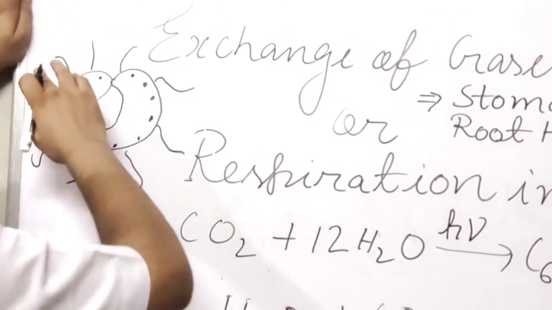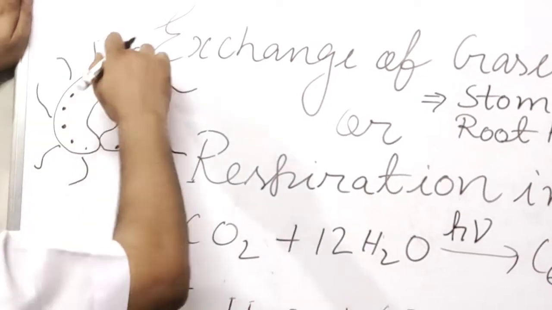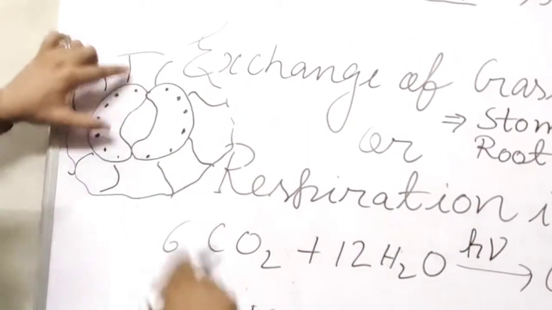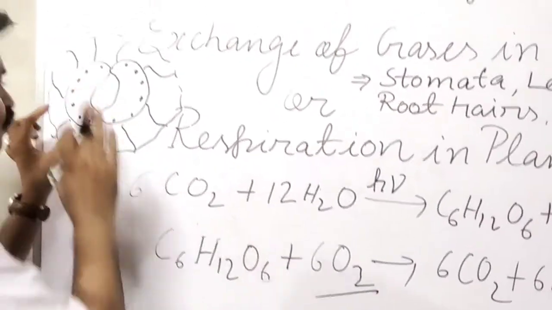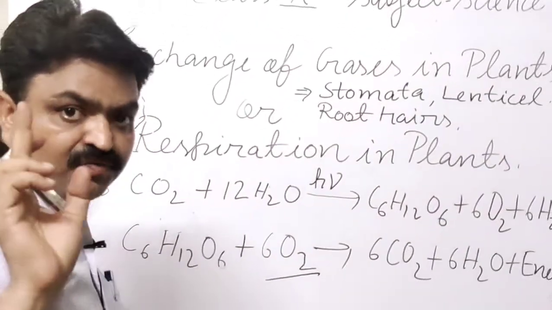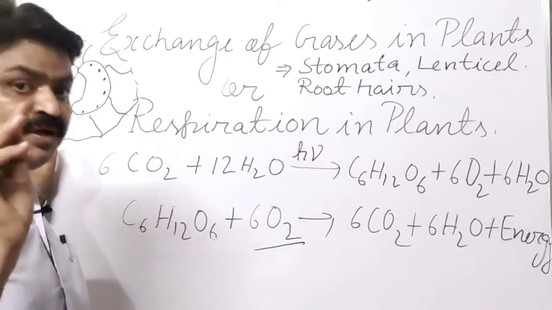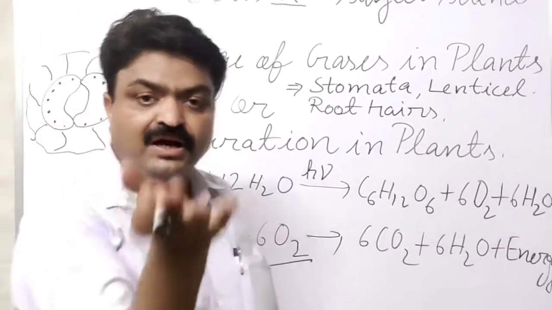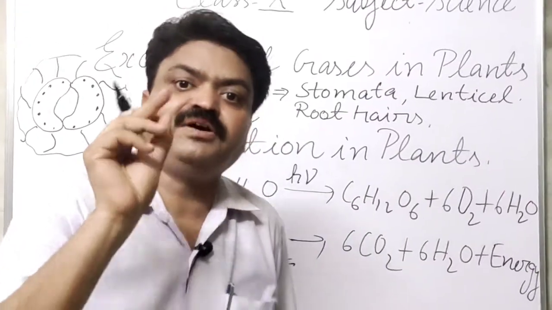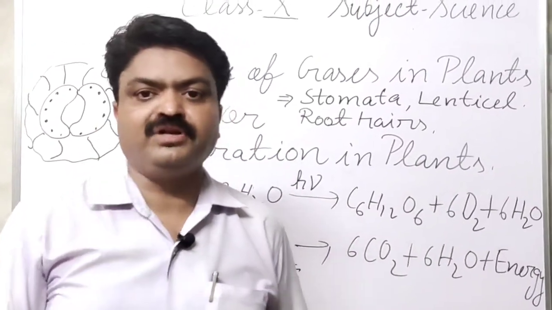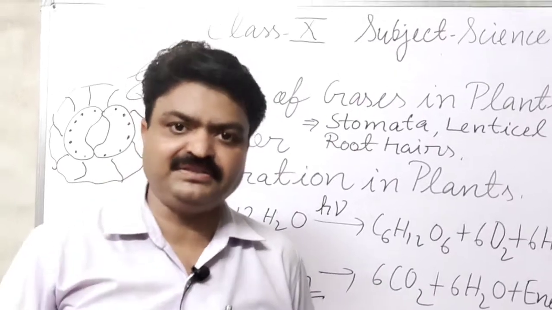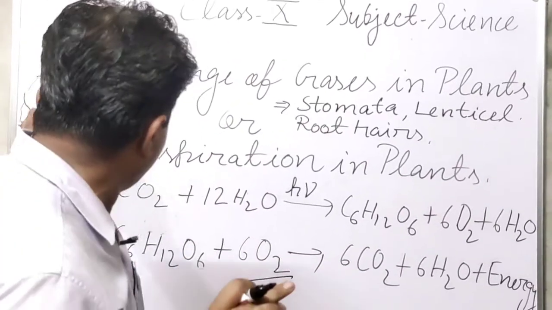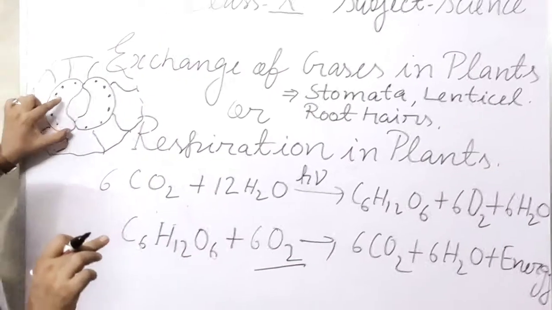And in which part of the leaf are they found in more number, students? They are found in more number at the lower surface of the leaf, because at the outer surface, the upper surface of the leaf, there is one layer found that is known as the cuticle, and the cuticle is a waxy layer. That's why they are more in number at the lower surface of the leaf.